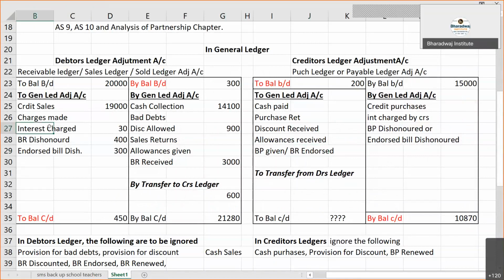Okay, in the textbook, this interest charge has been omitted. That is the error. In the solution that is given to you in the material, the 30 rupees is omitted. That is an error in the solution. But this is the correct solution.